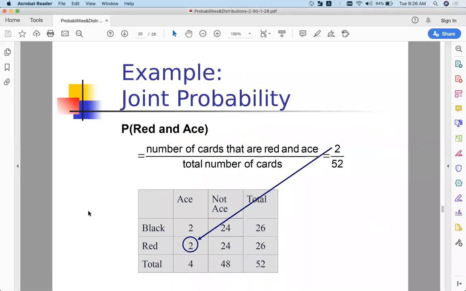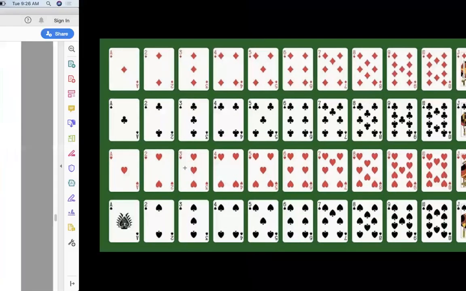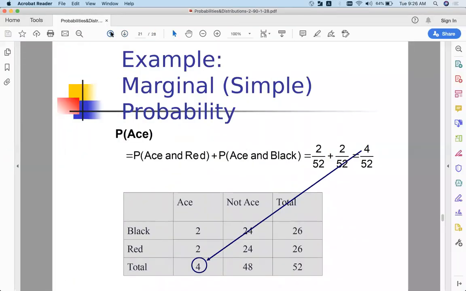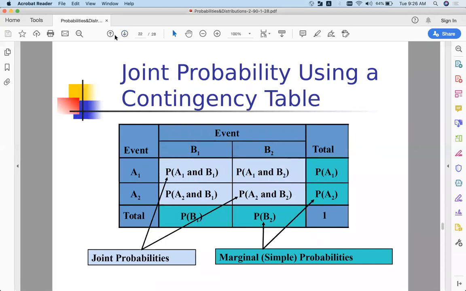Now, an example of joint probability. Probability of red and A is basically 2 divided by 52. At the same time, probability of ace is basically 2 divided by 52 plus 2 divided by 52. If you are getting confused between simple and joint probability, just forget about this. Go to this diagram, remember it, and you can answer both of these. You don't have to come from joint probability to simple probability. Now this is an important table.